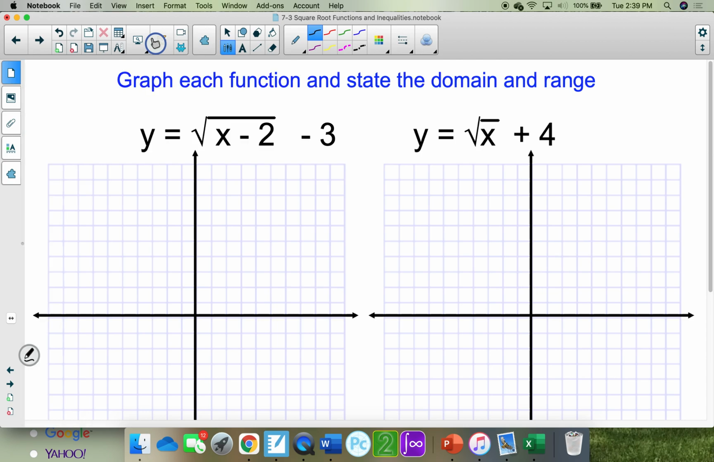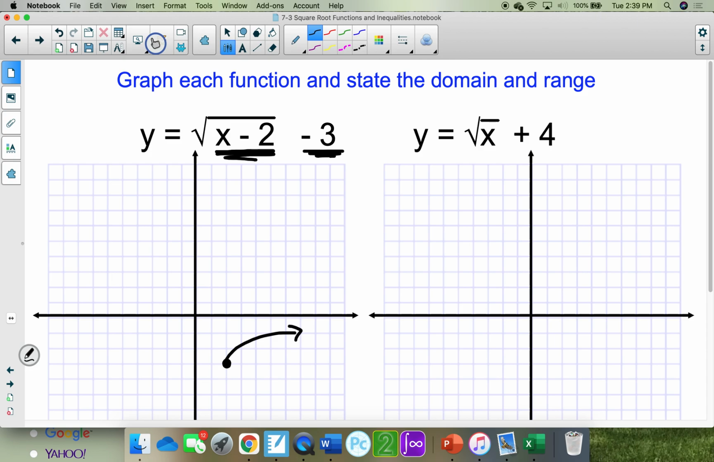Let's do these two. You know you're making a swoosh, and look where the negative 2 is located. It's located inside the radical. Since it's located inside, it moves side to side. We're going to move it to the right 2. This is outside. We're going to move it down 3. Right 2 and down 3. And make yourself a swoosh.